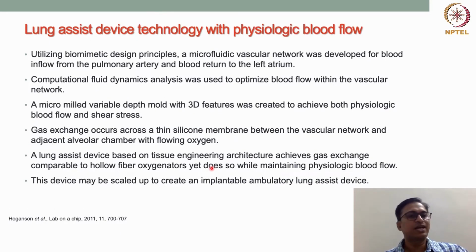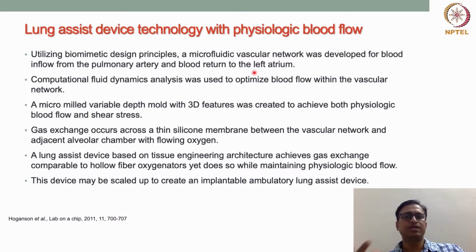The first one is the lung assist device technology with physiological blood flow. This was done by Hoganson et al. Using a biomimetic design principle, they fabricated a microfluidic vascular network for blood inflow from the pulmonary artery and blood return to the left atrium. In our body, the deoxygenated blood comes through the pulmonary artery, which takes the blood to the lung, and after that the blood goes to the left atrium.